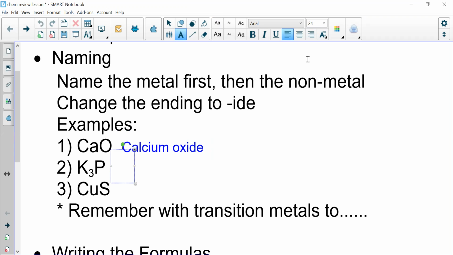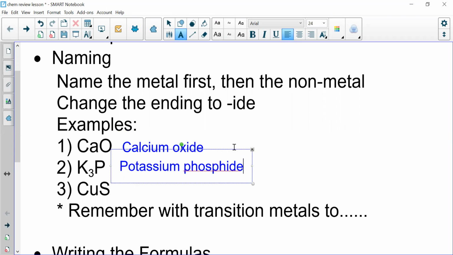How about potassium? Sorry, K3P. What is that compound? Potassium phosphide. Good. And Kira, does potassium need brackets? It doesn't have more than one charge. I don't think so. Good. It does not. It's only ever +1.